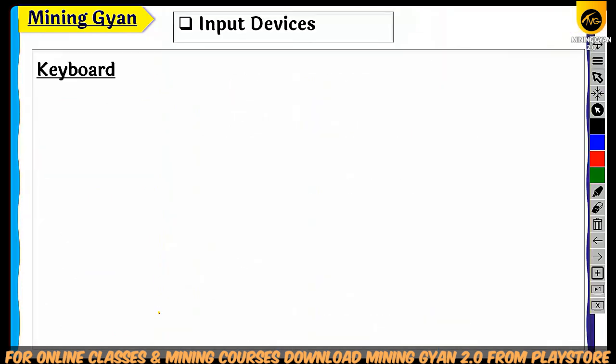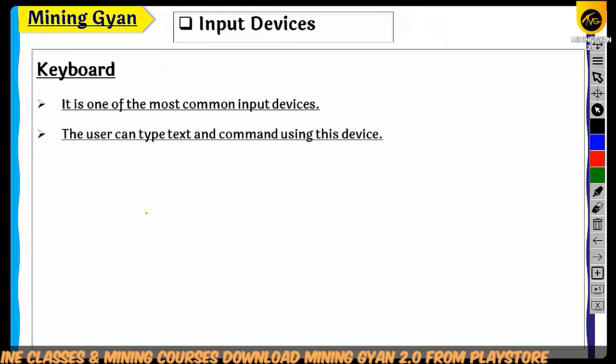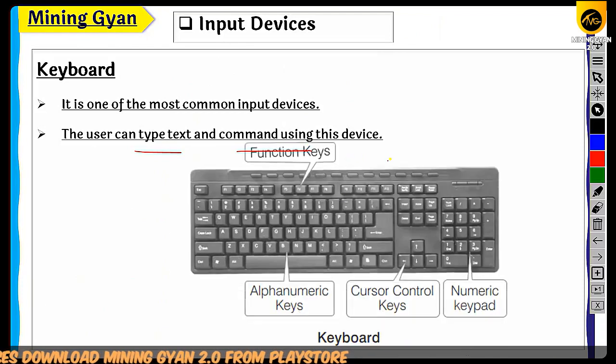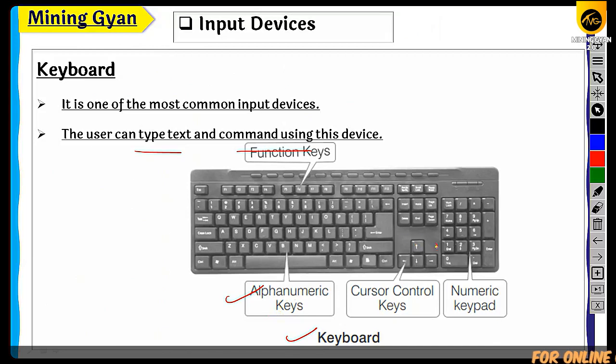The first one is the keyboard. It is one of the most common input devices. The user can type text and commands using this device. This is a basic type of keyboard. You can see that all the letters used in the keyboard are called the alphanumeric keys. This section is called the cursor control keys.